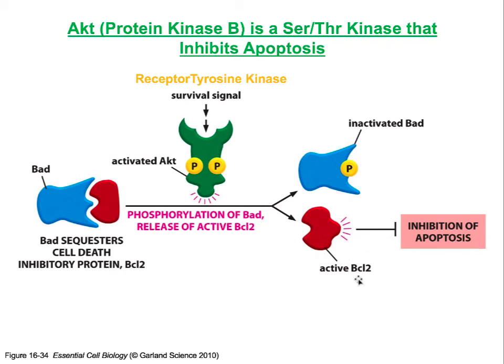But this is a transient signal. The signal will have to be repeated on a regular basis to keep active BCL2 in this configuration and thus prevent cell death. If this signal is prevented from reaching the cell, then the consequences are the left-hand side and the cell will commit suicide.